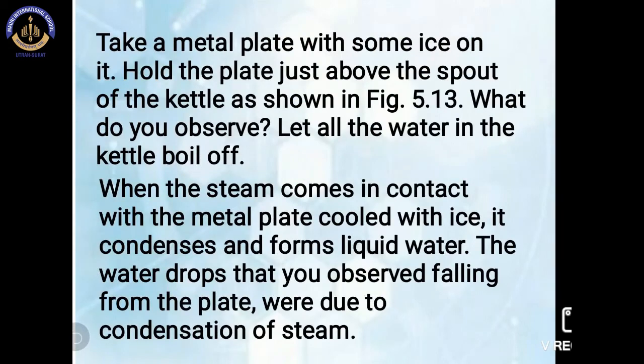Now take a metal plate with some ice on it. Hold the plate just above the spout of the kettle as shown in the figure. What do you observe? Yes. When the steam comes in contact with the metal plate cooled with ice, it condenses and forms liquid water. So here the condensation process takes place. When we heat the kettle, the water inside the decanted liquid will evaporate and steam will come out from the spout, and when the steam touches the cool plate, it converts into water. So we get pure water in another beaker or glass.